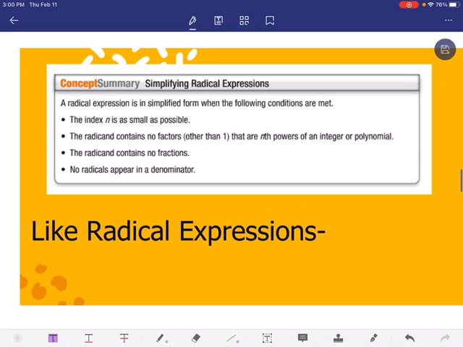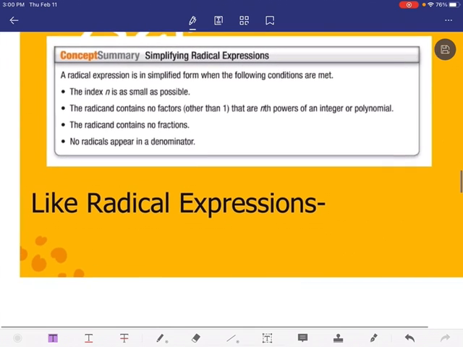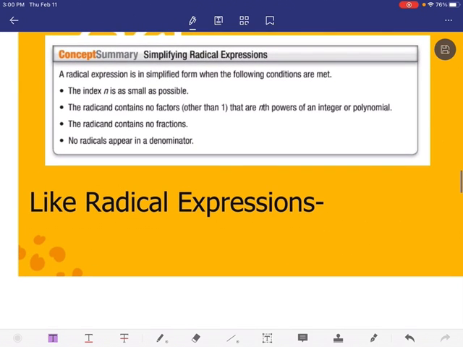Meaning that if I have a square root, kind of like when we had the 32, I could break apart a 16. So we want to make sure that whatever's in there, we can't break anything off of that we could reduce. So like if we have a 7, well obviously 7 is prime, so no matter what our index is, we're not going to be able to reduce that 7. The radicand can contain no fractions, and we can have no radicals appear in a denominator.